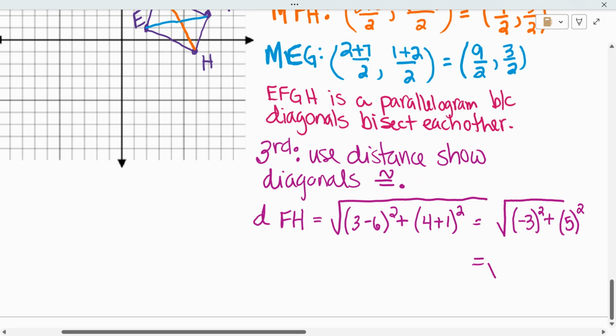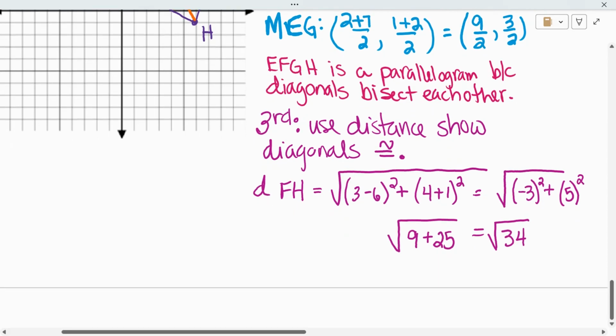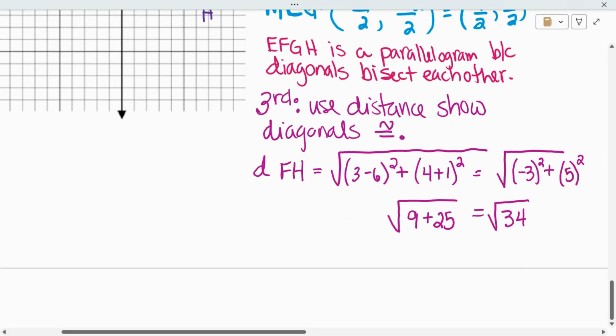Okay, what is negative 3 squared? Negative 3 times negative 3 is 9. And 5 squared is? What's 9 plus 25? 34. Is that simplified? No. Do I care? No. Because if the diagonals are the same, I'm going to get the exact same radical, the square root of 34, for the other one. So let's calculate the diagonal of the length of EG.